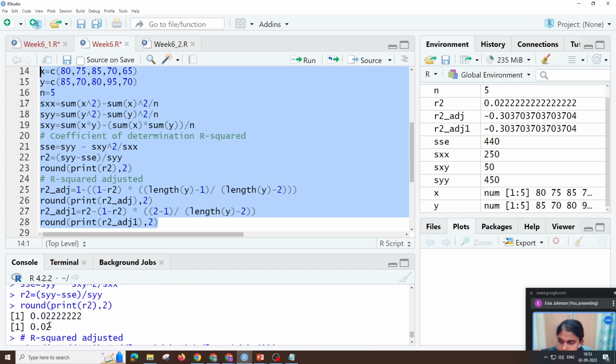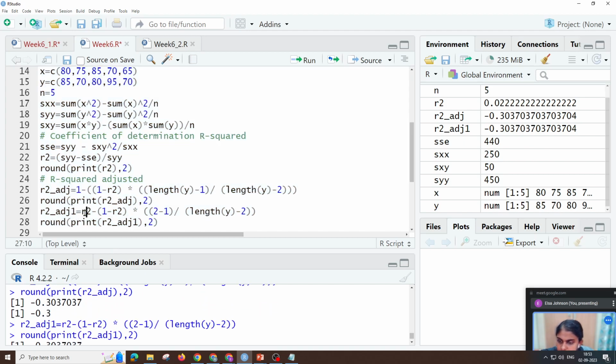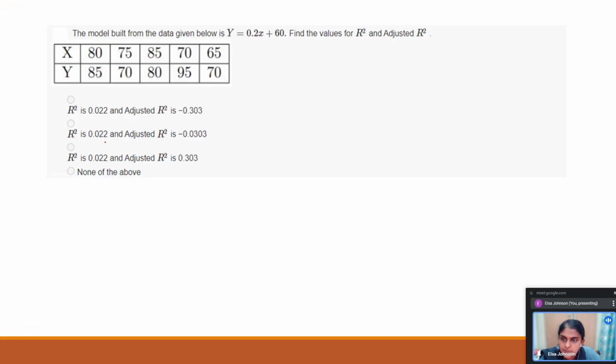Okay, 0.02 and 0.3. So just below I have given another form of finding out r square adjusted. Okay, it will give you the same value itself. Okay, so r square value is 0.022 and adjusted r square is minus 0.303.